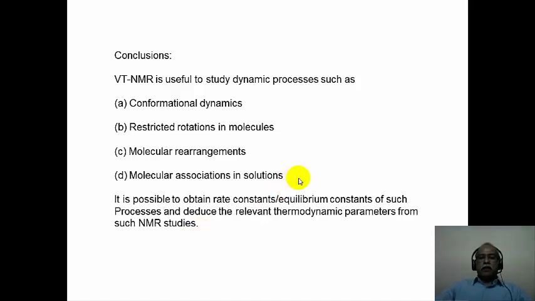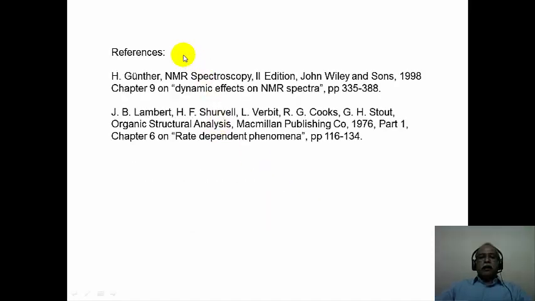Hope this presentation was useful to you. And the references for this kind of variable temperature NMR or dynamic effect study by NMR spectroscopy come from Günther's book on NMR spectroscopy. Here is another book. This is a fairly old book. Nevertheless, it is a good book on rate dependent phenomena. There is a separate chapter on NMR spectroscopy, and I recommend reading these two reference materials for the study of dynamic processes by variable temperature NMR spectroscopy.